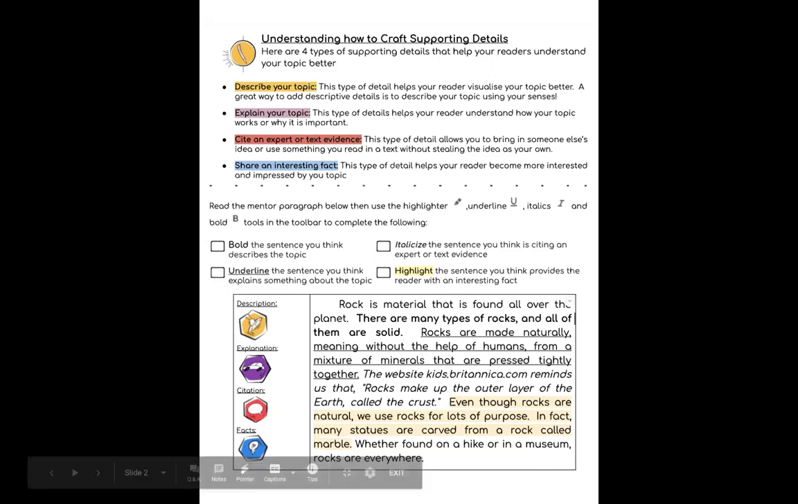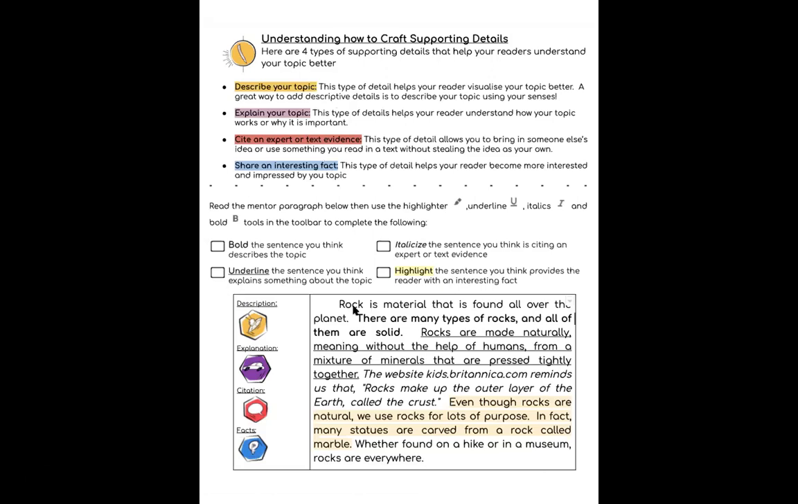I'm going to reread through this really quick, and I went through, you guys, and I completed the bold, the underline, the italicized, etc. So it says, rock is a material found all over the planet. There are many types of rocks, and all of them are solid. So that's basically our topic. Rocks are found all over, they're solid. Rocks are everywhere, many types. That's what the whole paragraph is about.